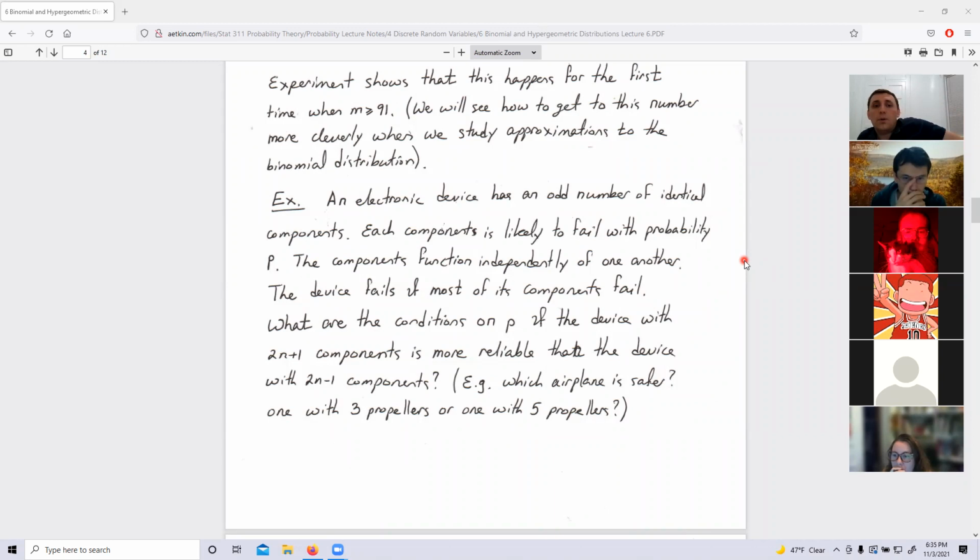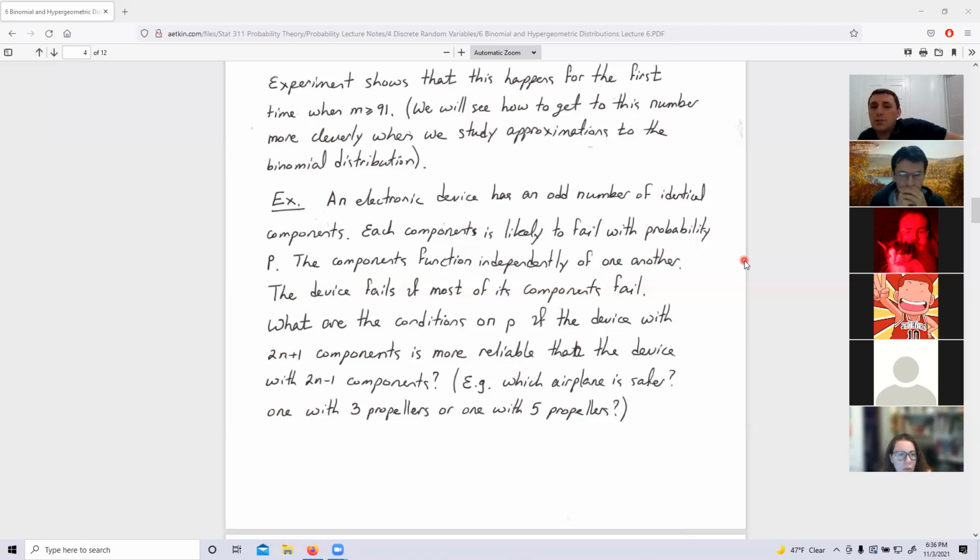And each component is likely to fail with some probability p. The components function independently of one another, supposedly, right? I'm not sure if it's true of propellers or airplanes or anything, but the question is, what are the conditions on p if the device with 2n+1 components is more reliable than the device with 2n-1 components? In other words, which airplane is safer, one with 3 propellers or one with 5 propellers? Given p, of course, right? How reliable is the engine?